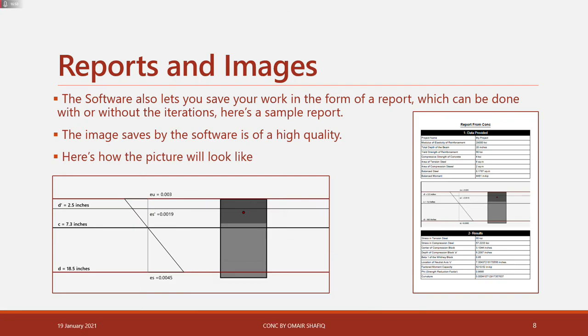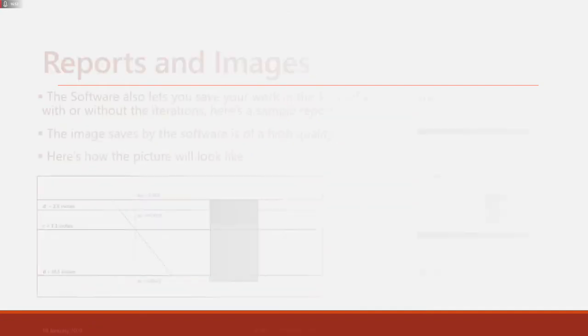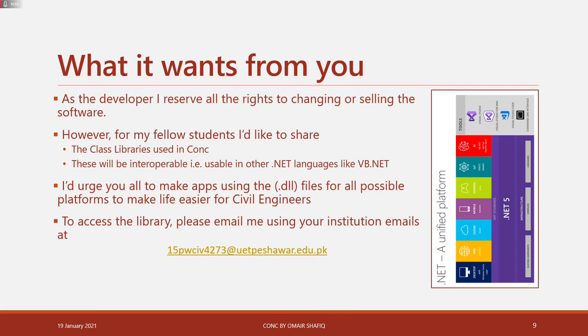Okay, here we are. Reports and images. You already know that. So what it wants from you. As a developer, I reserve all rights to change or sell the software. However, if you're a student and you want the libraries for all of this, I can give them to you. Just send me an email from your own institutional email. Please don't use a personal address. I know students have institutional emails. Use those, and I'll give you the GitHub files for you to use in your own software.